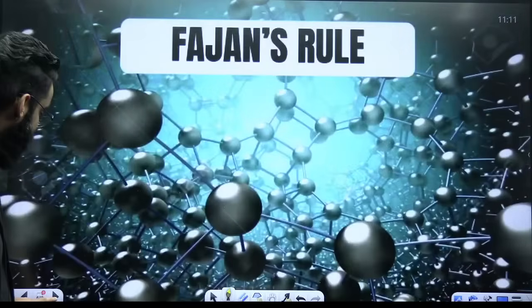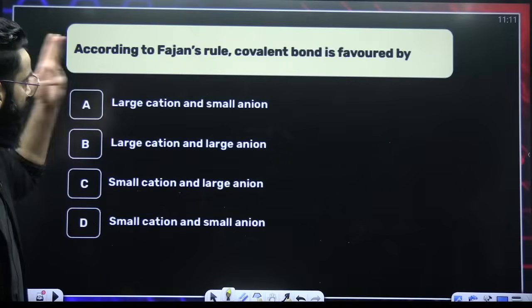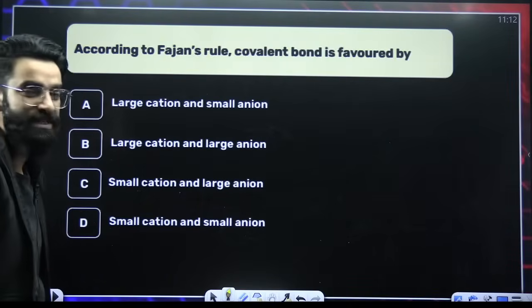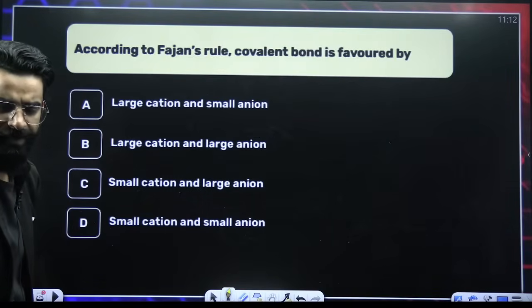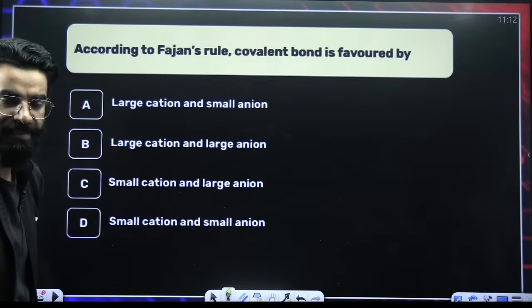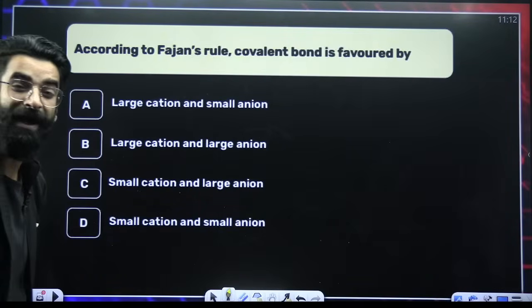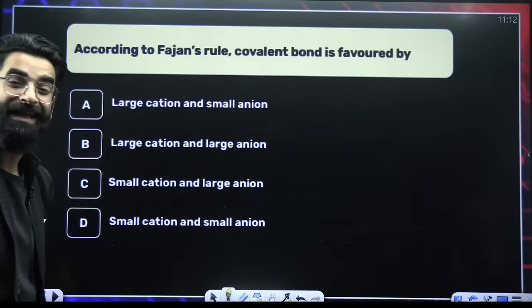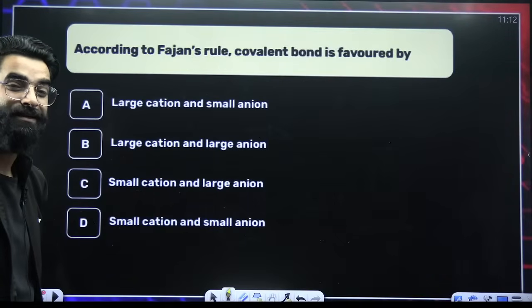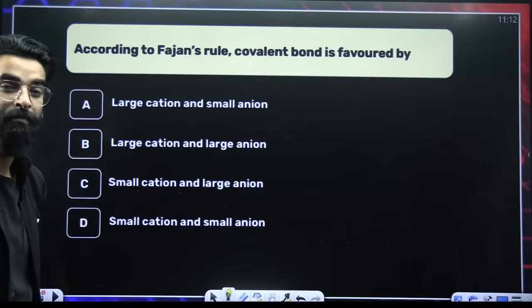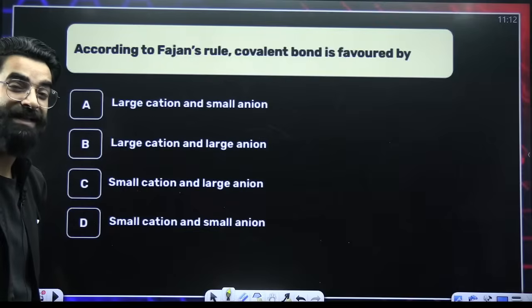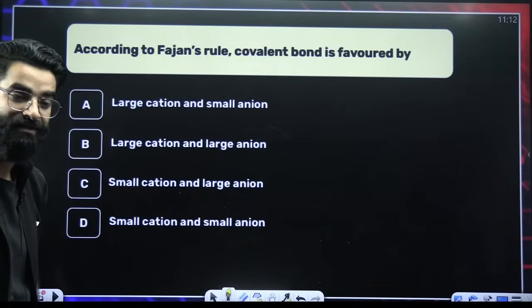I want the answers like this quickly. According to Fajans' rule, covalent bond is favored by... Covalent character in an ionic bond is decided by the polarizing power of cation. More the polarizing power of cation, more the covalent character. Polarizing power of cation is directly proportional to charge, inversely proportional to size. Right? Quickly.